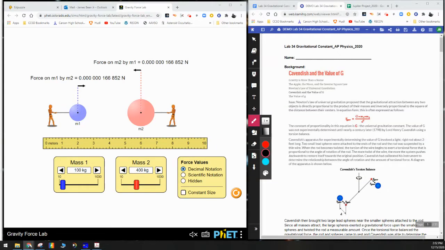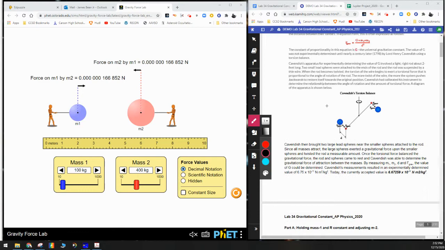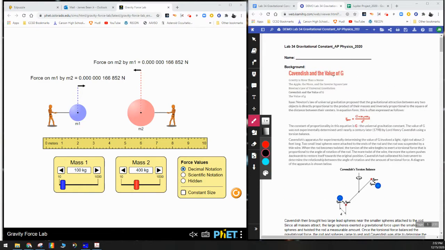This is some procedure and information about how to complete Lab 34 just in case you cannot make it to class. Anyways, it's going to be a virtual lab, and in principle, we're going to replicate the Cavendish experiment. On the lab sheet itself, there's some information about what Cavendish did and what Newton did, and so on and so forth. This lab is called the value of G.